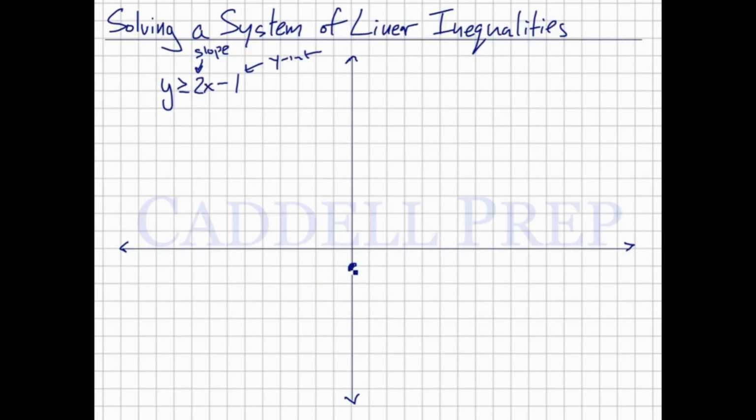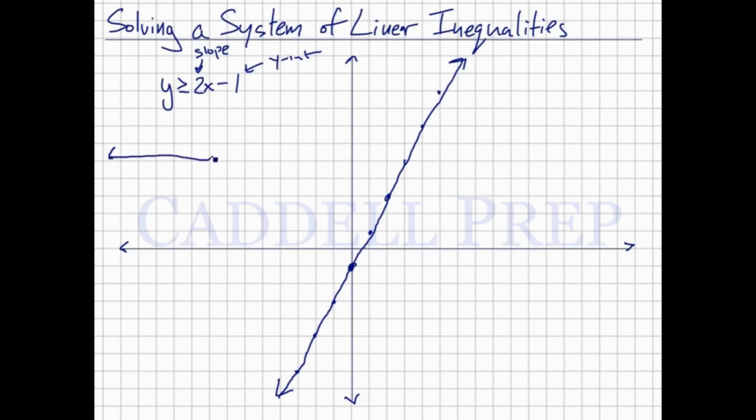We have a slope of 2, so we're going to go up 2 over 1. We're going to constantly do that the whole time. Then going backwards, we'll go down 2 over 1. So we have our line. Now let's make that line. And like I said, it's going to be a solid line, because the solution includes this line since it's greater than or equal to it.